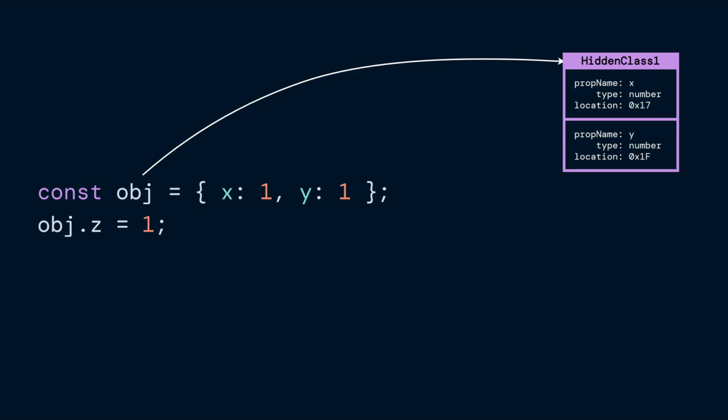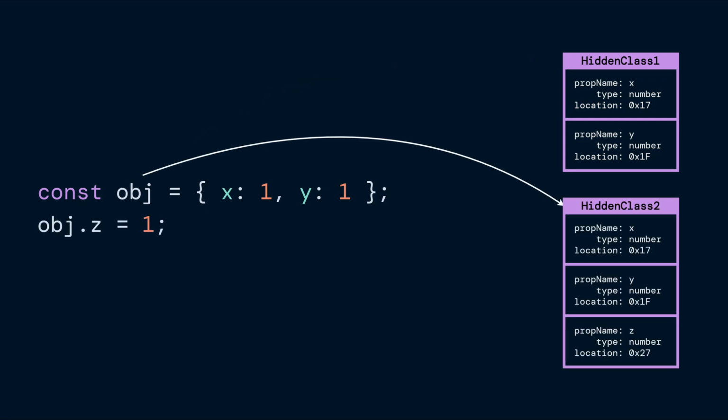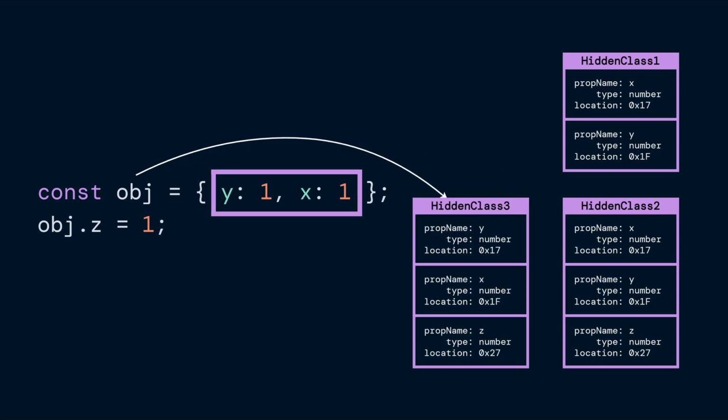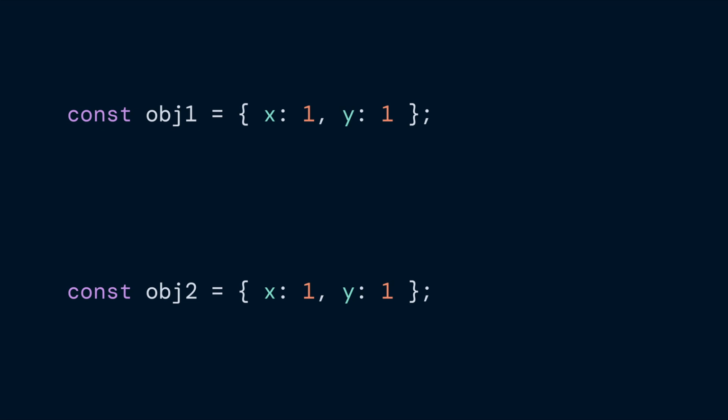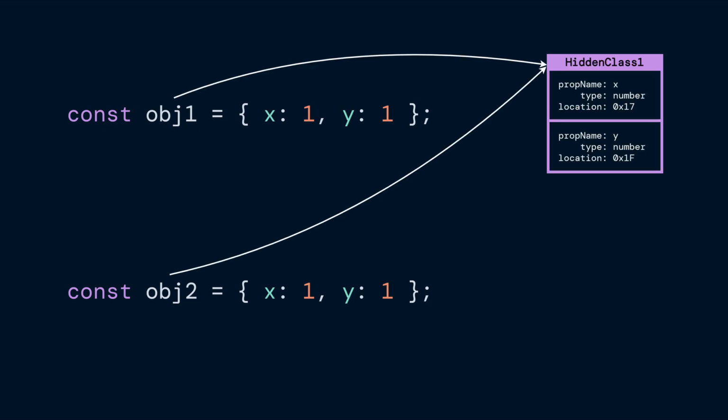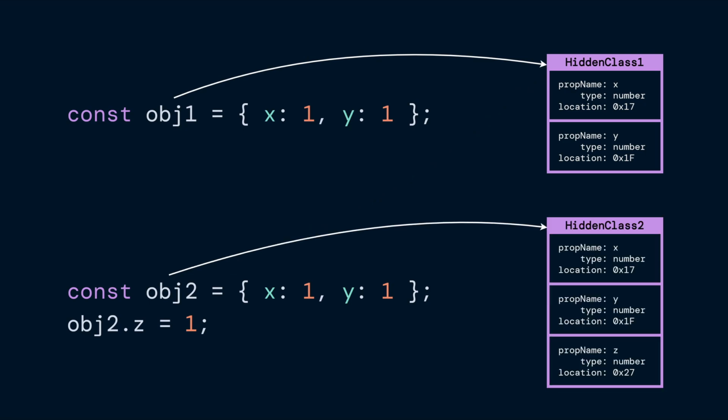If we assign another property to the object, it gets a new hidden class. Property order does matter as well, so if we swap these properties places, our object gets yet another hidden class. Most importantly, objects with the same shape will have the same hidden class. So these two objects will have the same hidden class, but if we add another property to the second object, its hidden class will change. So how does this help V8 speed up our code? Well, this information about properties and their locations allow us to optimize one of the most common operations in JavaScript, property lookup.